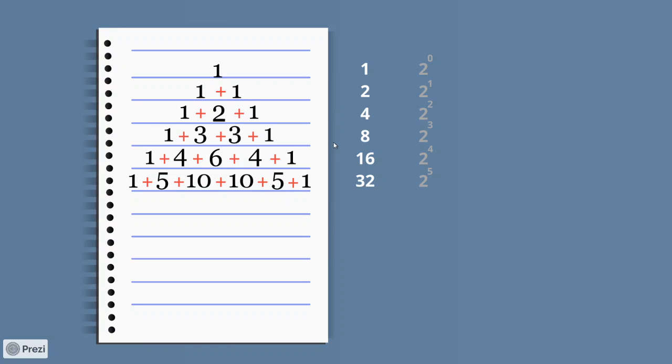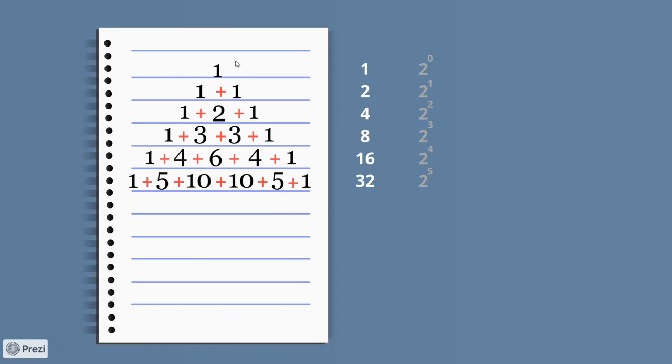2 to the power 0, 2 to the power 1, 2 to the power 2, 2 to the power 3, 2 to the power 4, 2 to the power 5. Do you see that? Now, that is not all. So what do we see from here? We see that every row in Pascal's triangle sums to a power of 2.